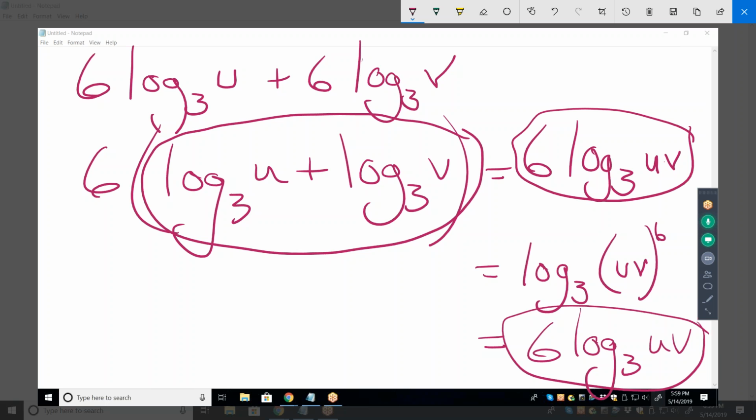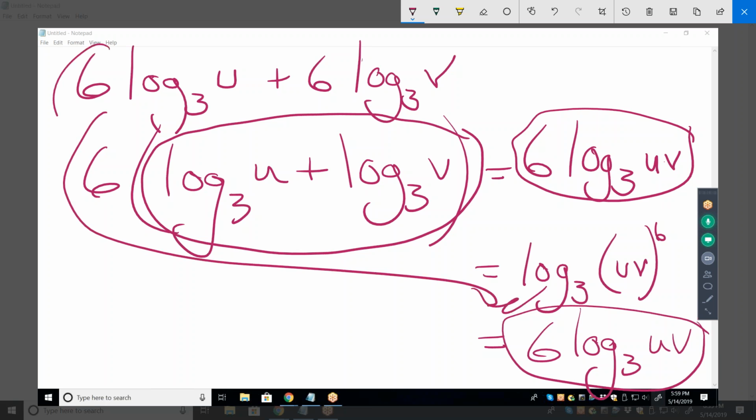Which way you do it, I don't care. I kind of prefer the first way: take all your leading coefficients and make them exponents and then multiply everything.